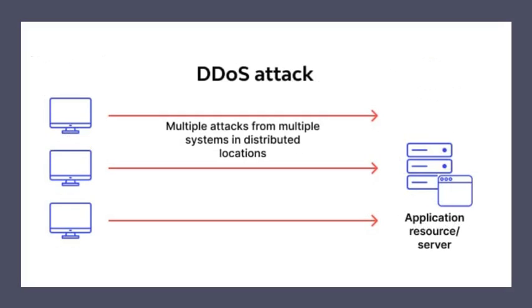A distributed denial-of-service attack is a more complex and powerful version of a standard denial-of-service attack. The key difference is that while a denial-of-service attack typically comes from a single source, a distributed denial-of-service attack originates from multiple, often thousands of sources, which makes it much more difficult to block or mitigate.